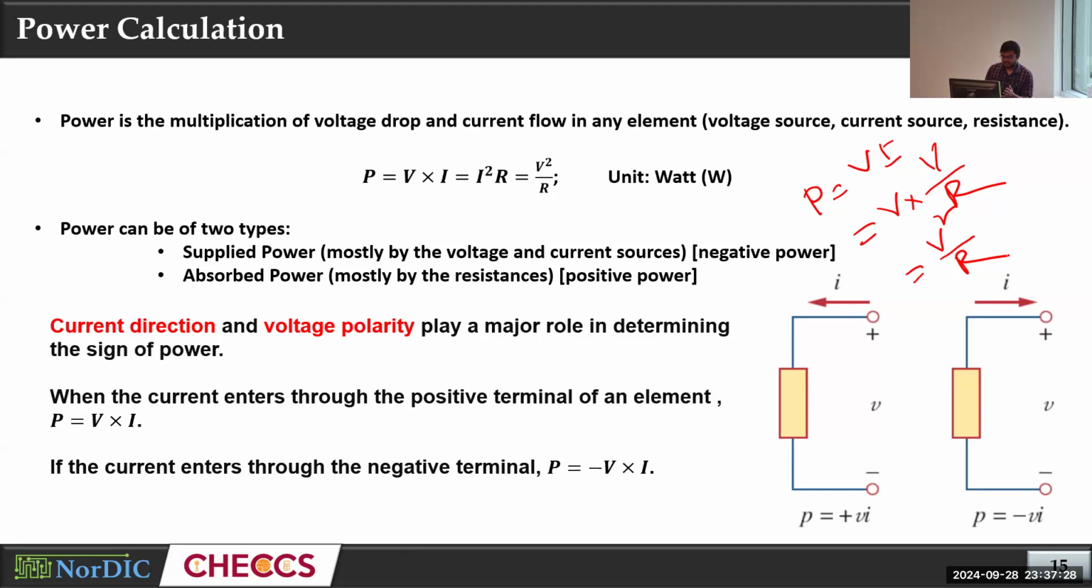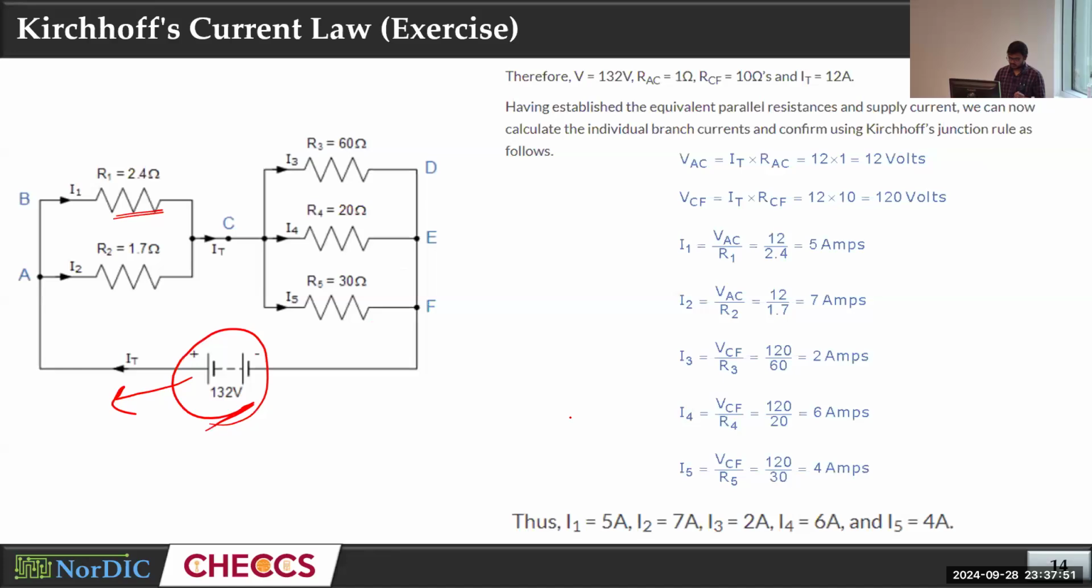Okay, so this is the simple formula to calculate power, and there are two types of power. One is supplied power, and one is absorbed power. So what's the goal of using a voltage source? Why do we use a voltage source in a circuit? So if we didn't have this voltage source here, what would change? What would be the value of the current? Zero.